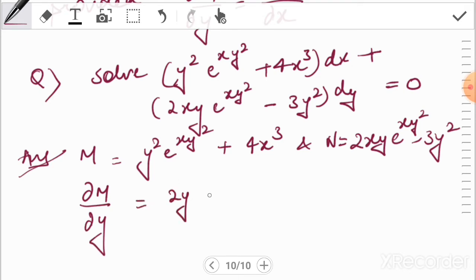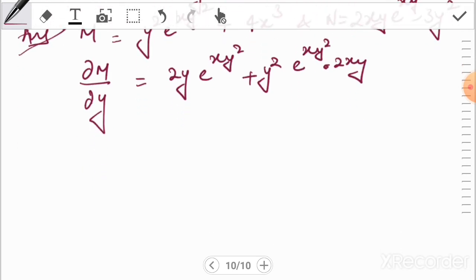So del M by del y is equal to 2y times e raised to the power xy square plus y square times e raised to the power xy square into 2xy, and this with respect to y is 0. Now taking the partial derivative of N with respect to x by taking y as constant.